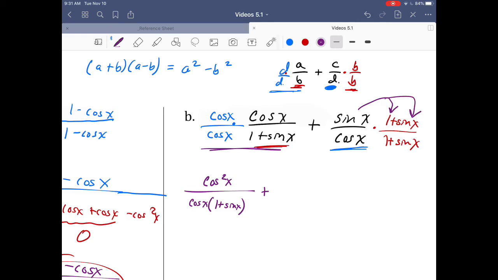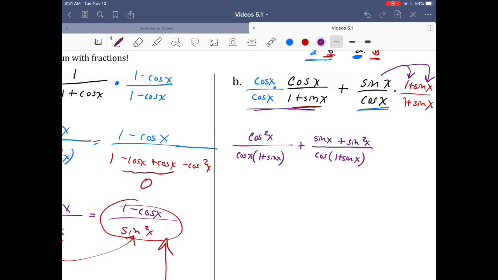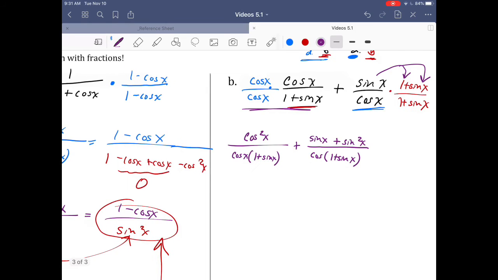In this numerator, let's go ahead and distribute. We've now got sine x plus sine squared x. Again, we've got that same denominator. So what now? We can add these two fractions now because they have a common denominator. So let's go ahead and do that. The whole denominator is cosine times 1 plus sine, right? And now in the numerator, we've got sine squared and cosine squared. We usually write the square terms first, right? And then we've got a sine left over.